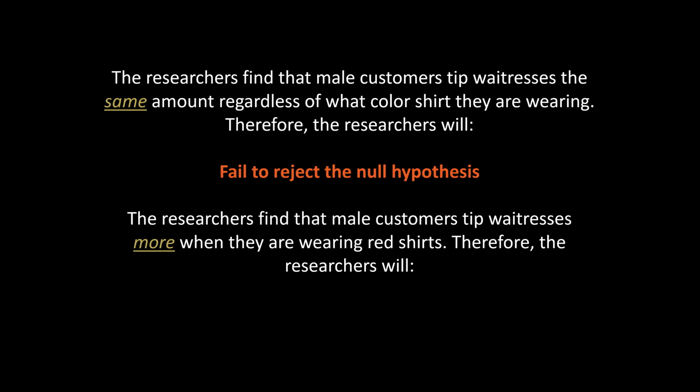But if the researchers found that male customers tipped waitresses more when they are wearing red shirts, the researchers will reject the null hypothesis. So if at the end of the study, the researchers found that waitresses who wore red shirts were getting tipped at 20%, that is different than 16%. So we did find something. The red shirts did have an effect. So we can reject the null hypothesis that states that there is no effect. And essentially, that is our ultimate goal in inferential statistics.